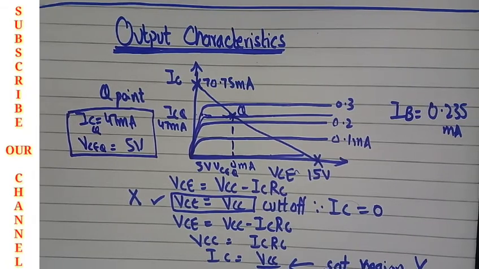These are the output characteristics of common emitter configuration. That's the end of our today's lecture.